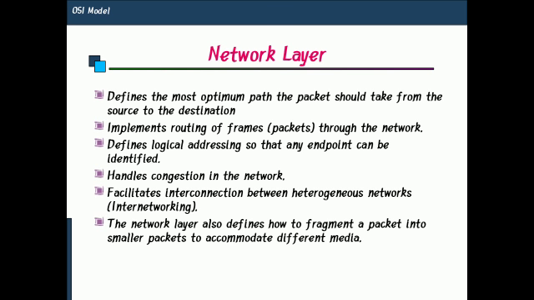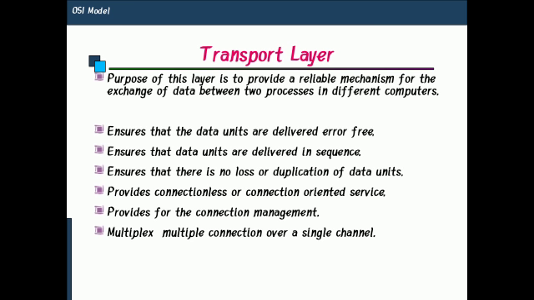And now the next layer is the transport layer. The purpose of this layer is to provide a reliable mechanism for the exchange of data between two processes on different computers. It basically ensures that the data units are delivered error-free, in sequence, without loss or duplication of data units. It provides connectionless or connection-oriented services, along with connection management. Multiple connections over a single channel are also provided by this transport layer.